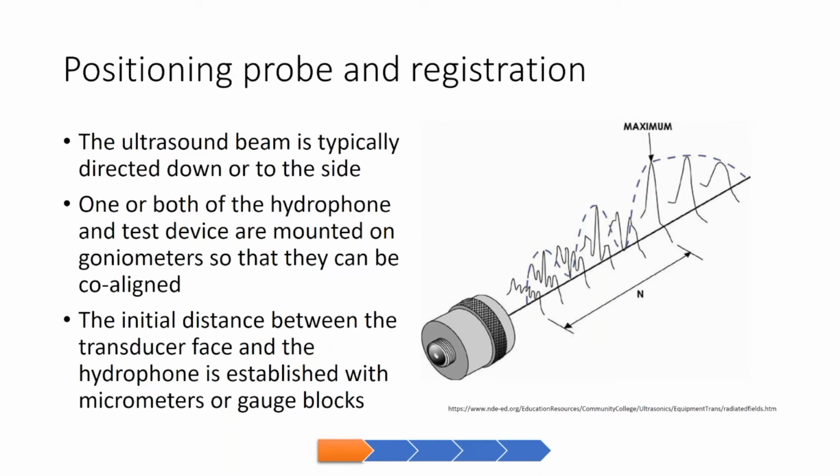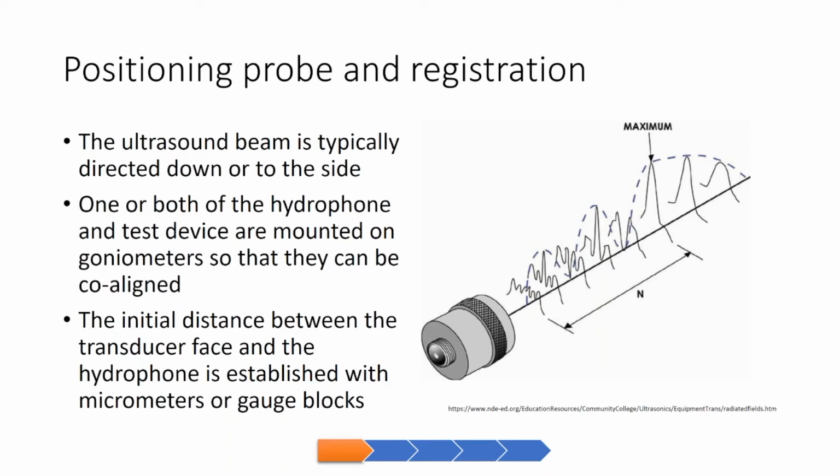So in terms of positioning and registration, the ultrasound beam is typically directed down or to the side. And this is done both for convenience, so you don't have to waterproof the whole device you're testing, you can just submerge it into the water. But it also has the benefit that the sides of the tank offer a more absorbing interface than if you were, say, to point it up and have it reflect off the water-air interface at the top of the water tank. One or both of the hydrophone and test device are mounted in goniometers so that they can be co-aligned.